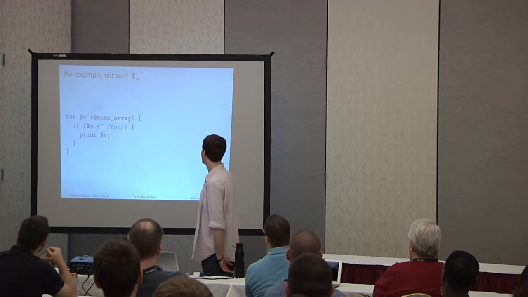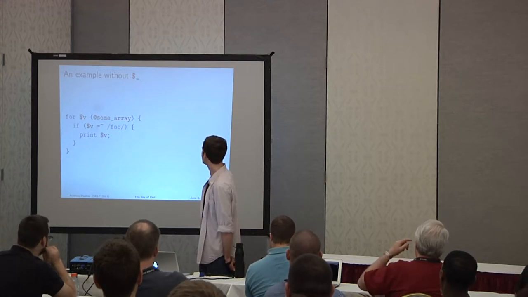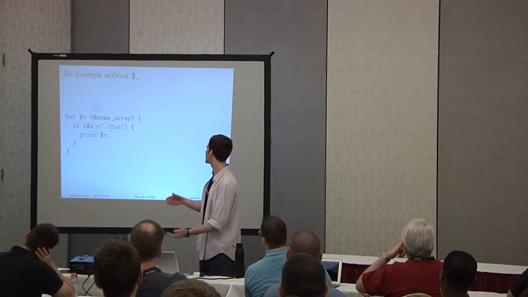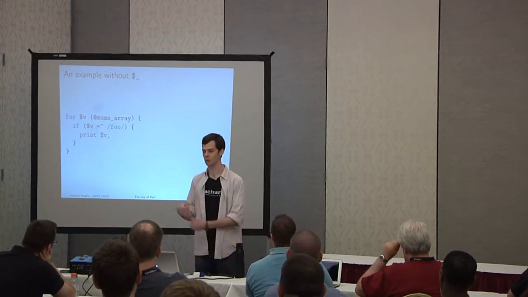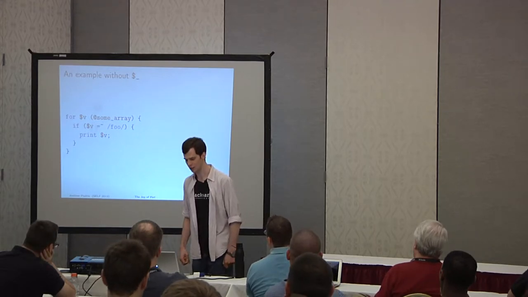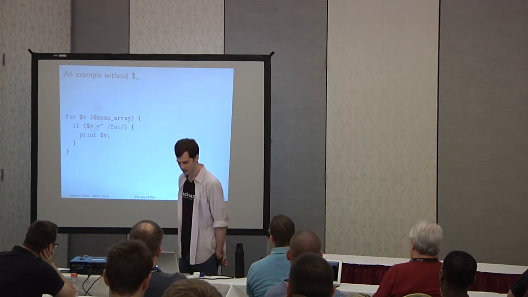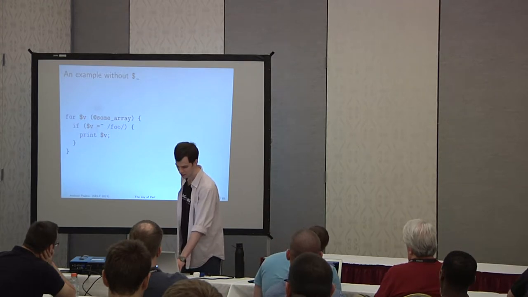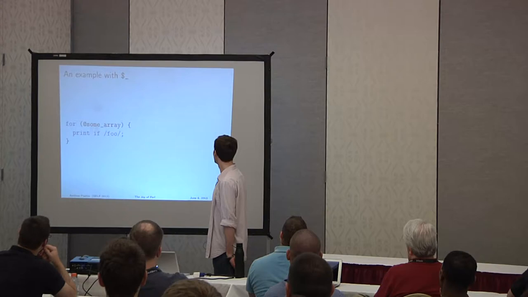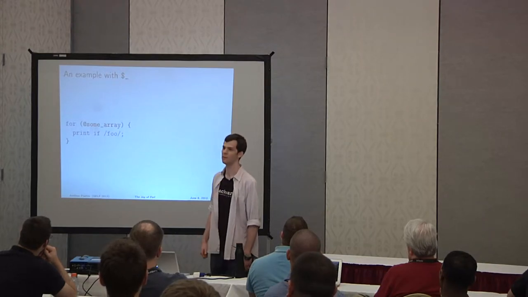Here's why not. So here is just a simple looping construct. We have for each variable v in some array, if it matches a regular expression foo, we print it out, right? This makes perfect sense here. So let's use an example that uses dollar underscore instead, right? So for each value in some array, print it if it matches the regular expression foo.